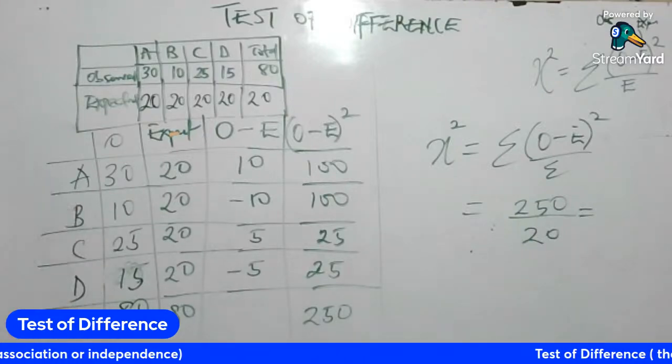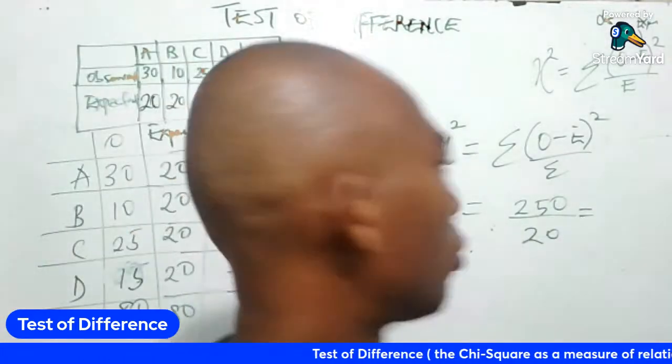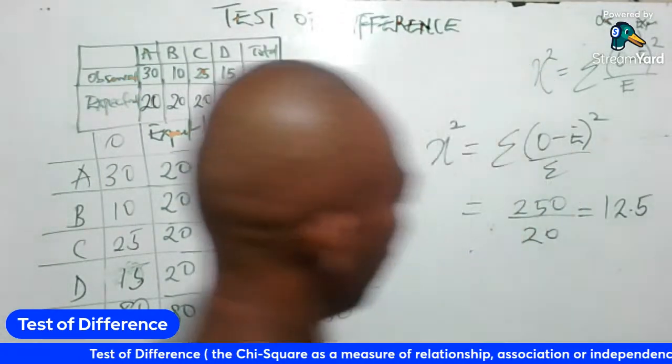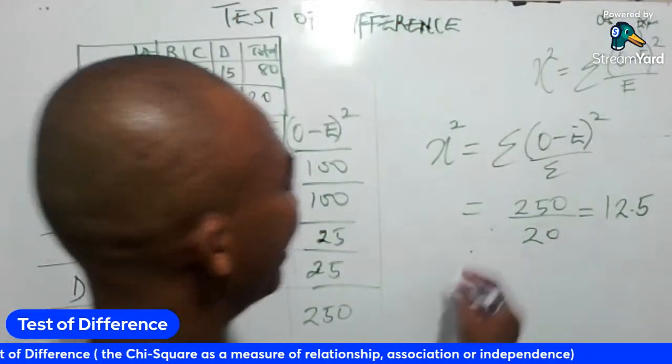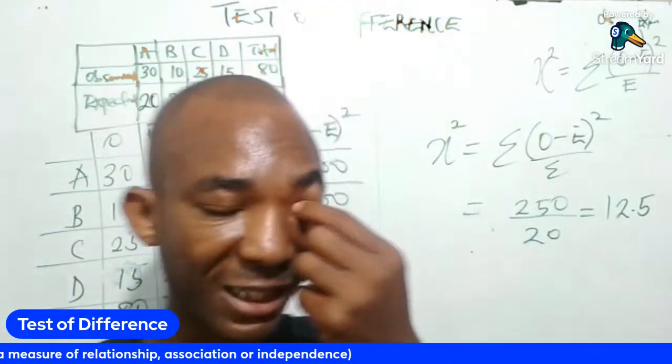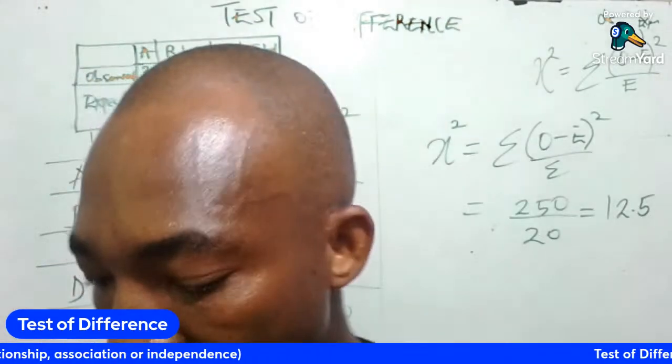So when you add the two together and you divide it, that will give us 12.5. So this 12.5 is the value you calculated.